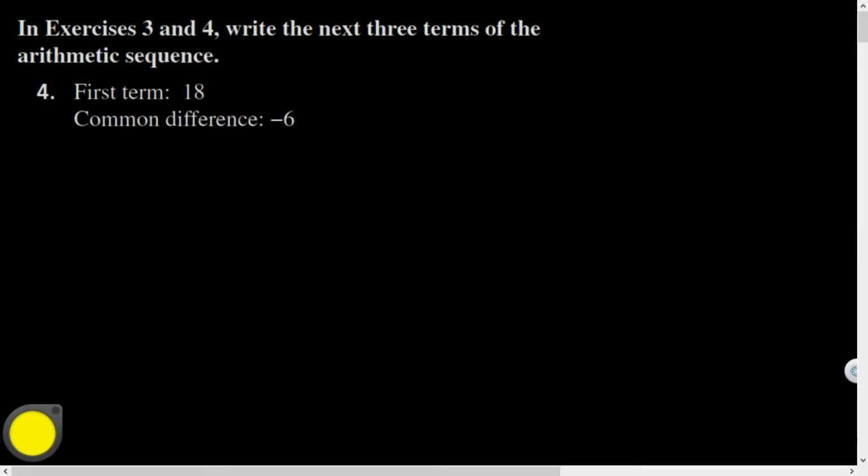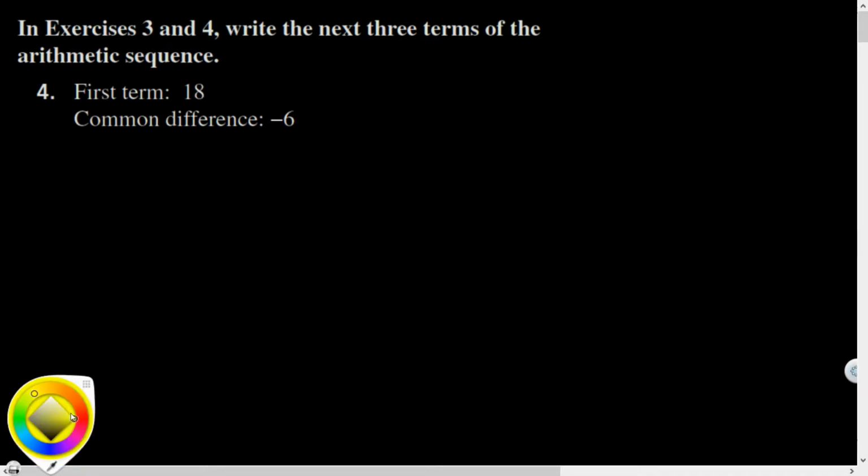So yesterday we were talking about arithmetic sequences. A sequence is just a list of numbers that could even be infinite, and arithmetic sequences were lists in which there was a common difference between each term.